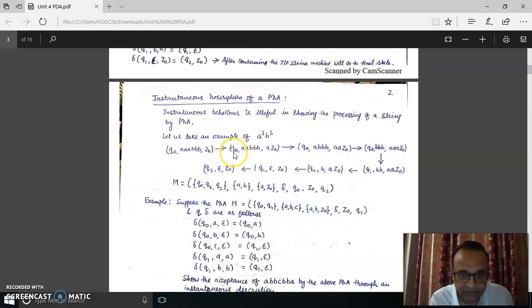So what is happening? The machine remains on the same state, and here we write this A that has been pushed onto the stack. Now the string remains AABB, and A has been pushed. Then again the machine is on the Q0 state, A is the input symbol, and A will be pushed onto the stack. A is again pushed. Now again the machine is on the Q0 state, A is the input symbol, and the machine will remain on the same state. Now the remaining string is like this, and again A is pushed onto the stack.